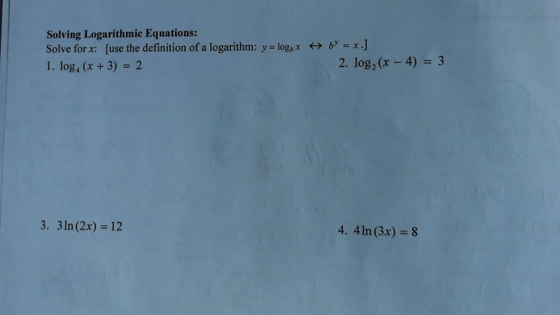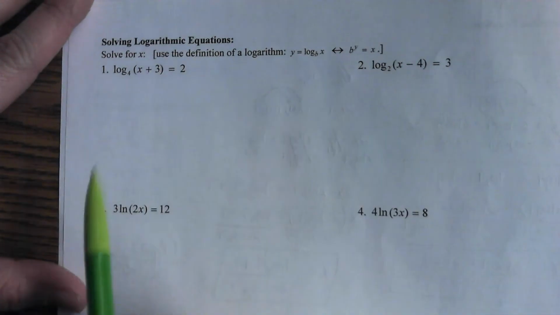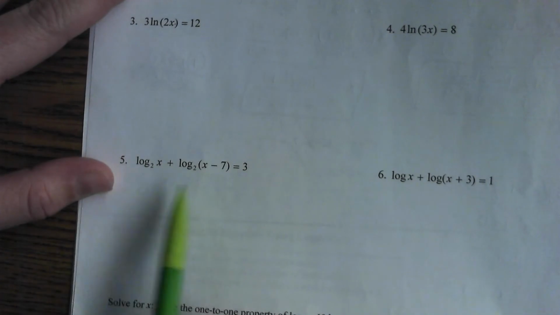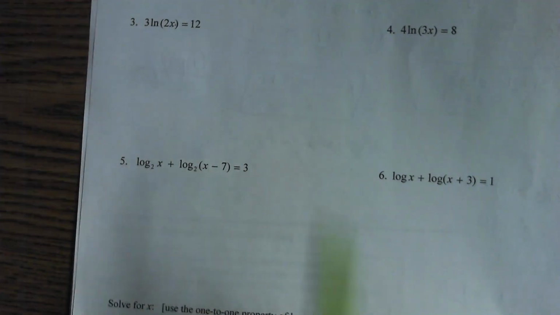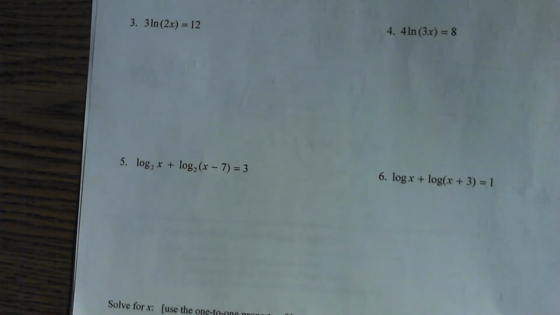One is when there's just a log on one side versus when there's a log on both sides. So 1 through 6, there's only one log on the left. Log on the left, log on the left, log on the left. When you get down to 5, the logs, there's 2 of them, but they're still both on the left-hand side, and same with number 6.